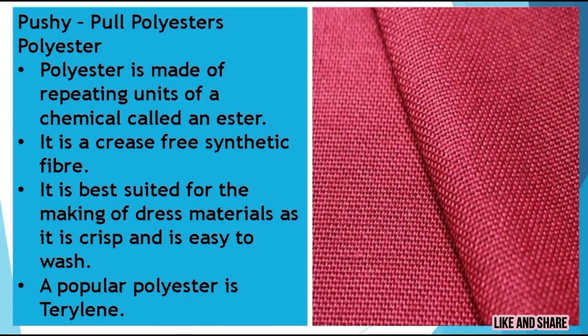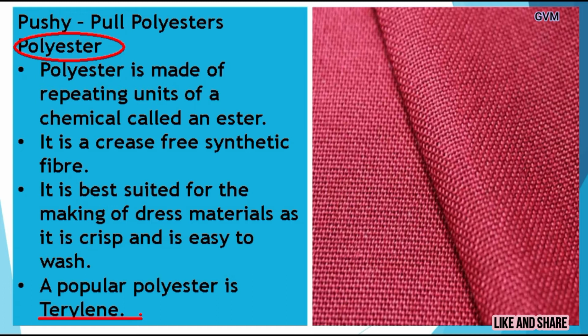Now students, the next important synthetic fiber is polyester. And students, this polyester is basically made up of the repeating units of a chemical named ester, and when many molecules of ester bond together, then they form polyester. And students, this polyester fiber doesn't get wrinkled easily, and hence a fabric made from this fiber is easy to wash and doesn't need to be ironed, and that makes it suitable for dress material. And one of the popular polyesters is terylene.